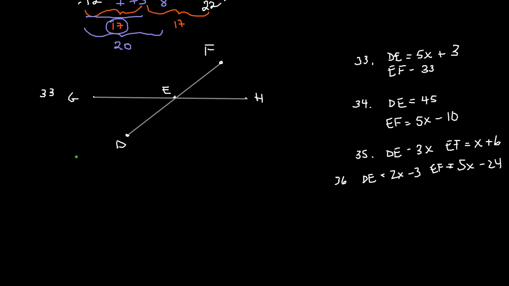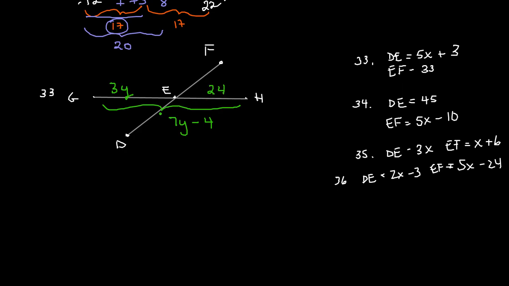38 says GE is 3y. So this is 3y. GH, ooh, this is a little tricky. GH is this one right here, is 7y minus 4. And EH is 24.